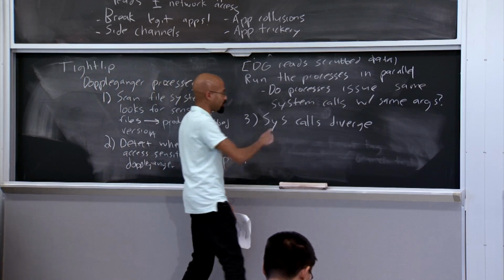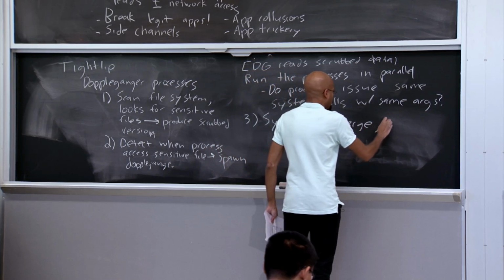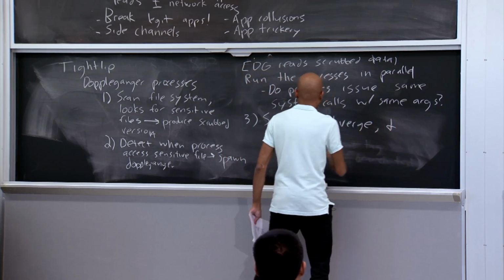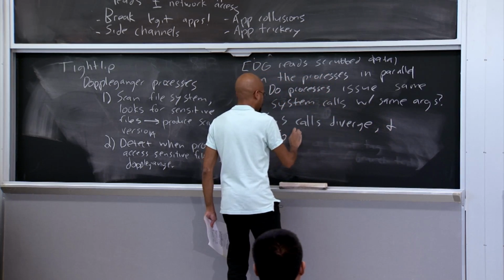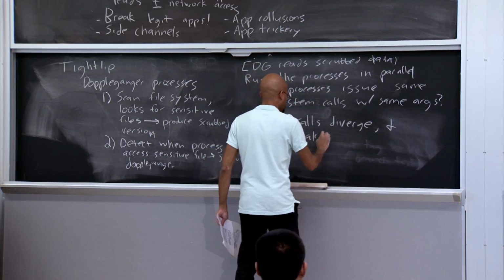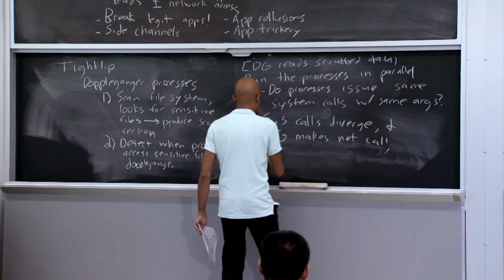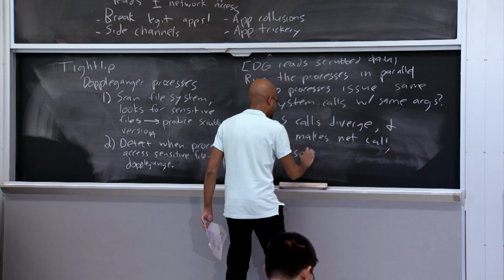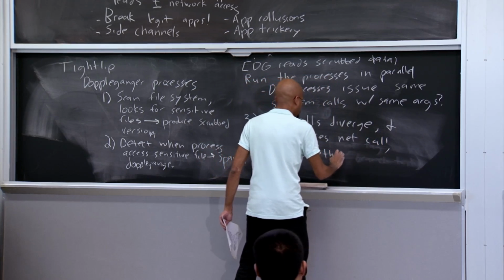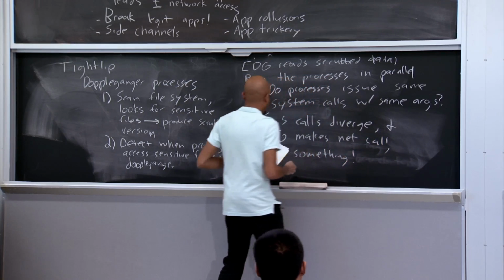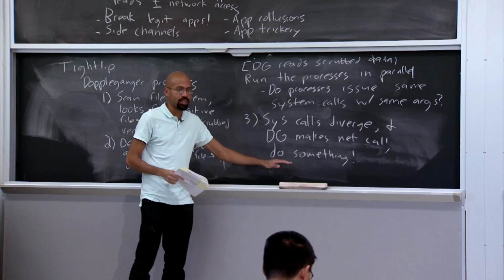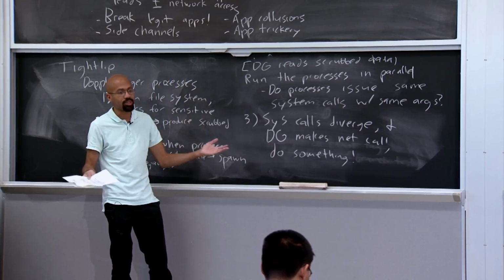Right? And so if the system calls diverge, and the doppelganger makes a network call, then we're going to do something. So we're going to either raise an alert to the user or whatever. So kind of like in TaintDroid, at this point there's a specific policy you can imagine some particular system wanting to use.